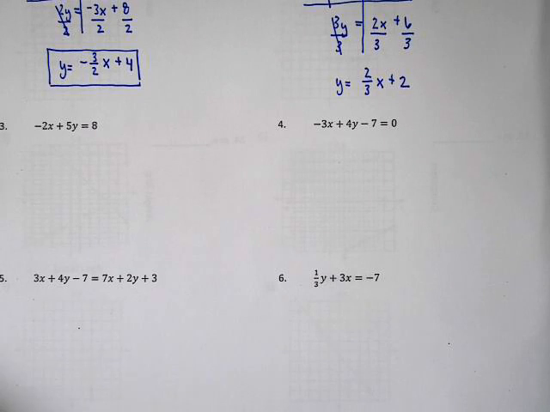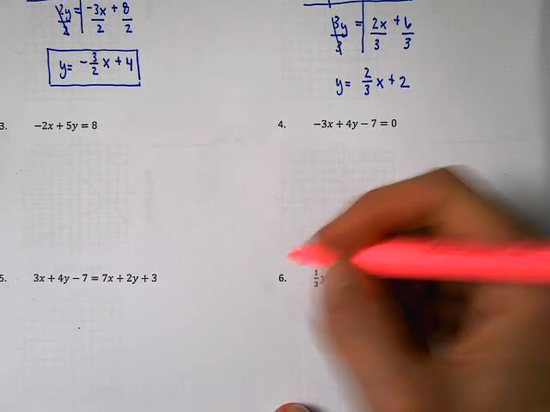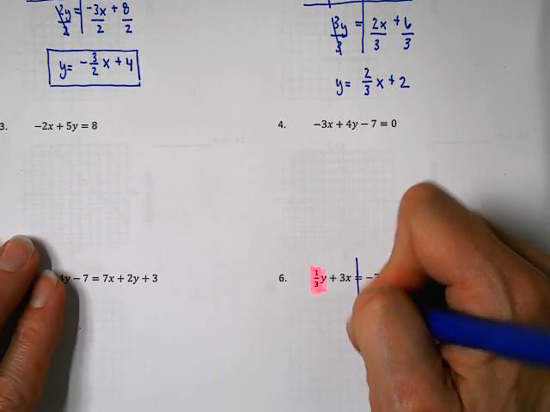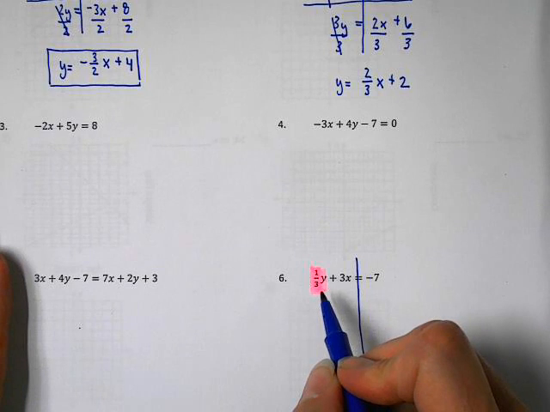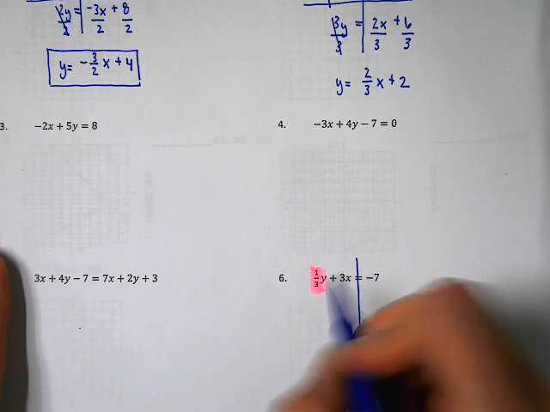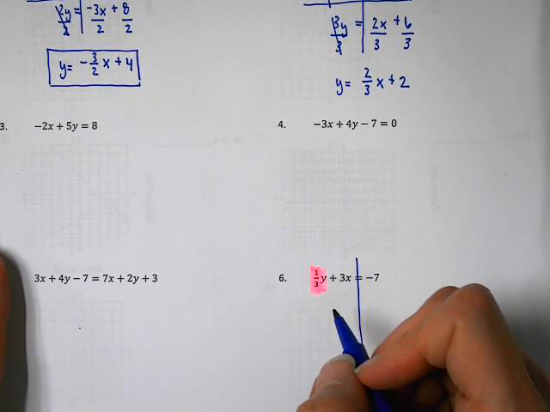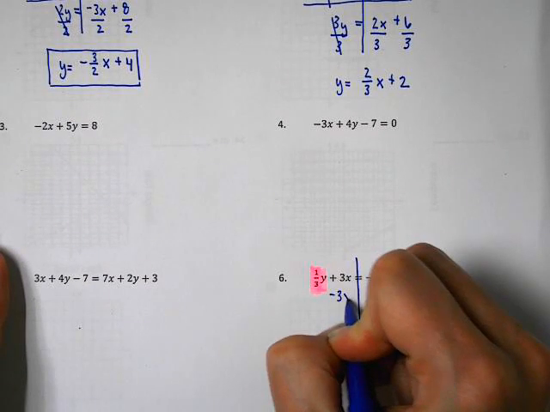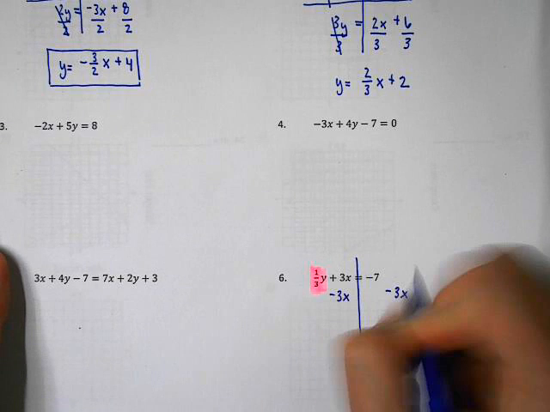All right, so for number 6, again, I'm going to find my term with the y. There it is. I know that everything else on the same side of the equal sign as that y needs to move over, which means this 3x has got to go. Since this is a positive 3x, I'm going to subtract 3x from both sides.